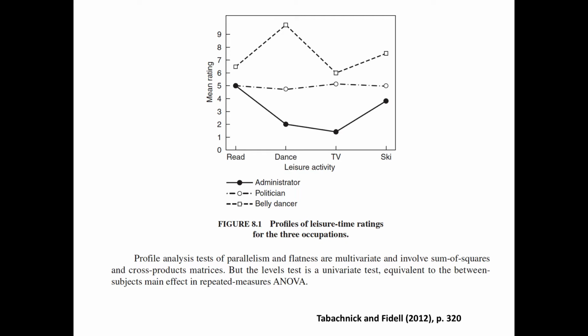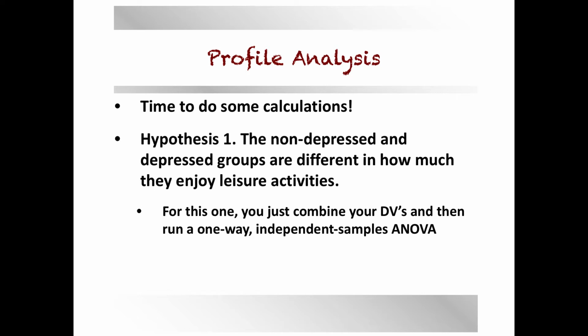So we can look to see if these lines are parallel. There will be a p-value associated with that, and we can also look at some of the other characteristics of these three groups. In our case, just two groups, depressed and non-depressed, and just 3 leisure activities as opposed to 4. So simplifying it down.